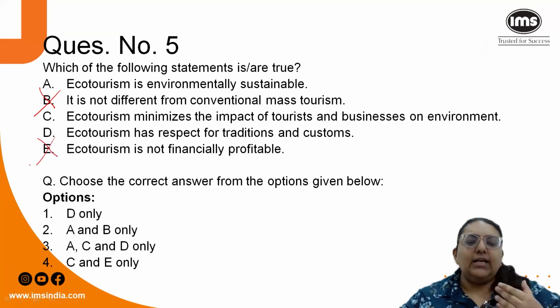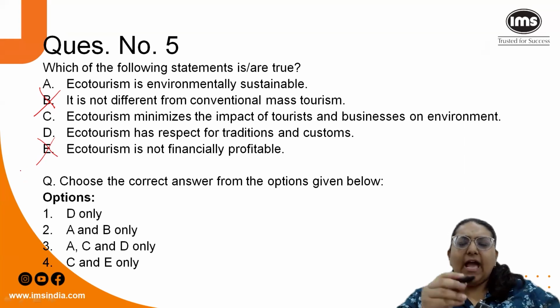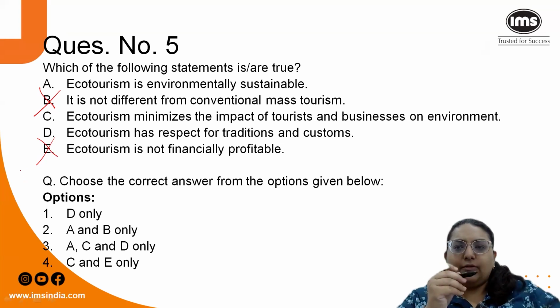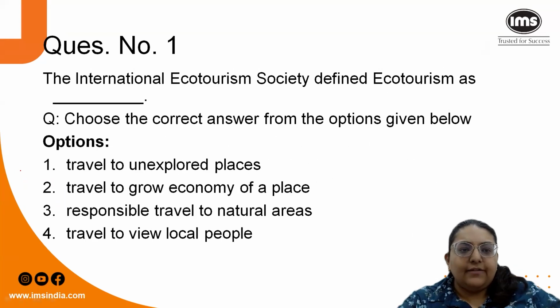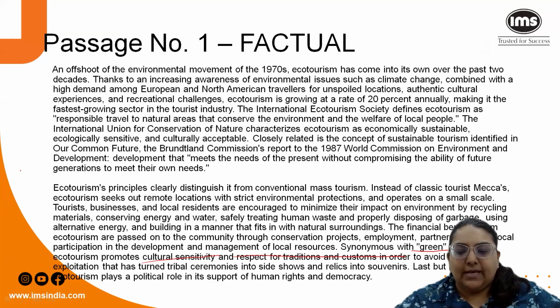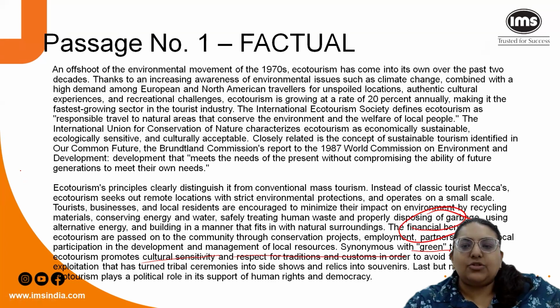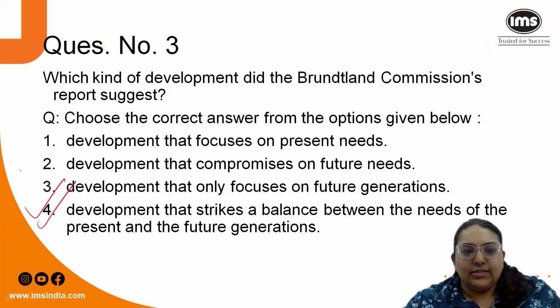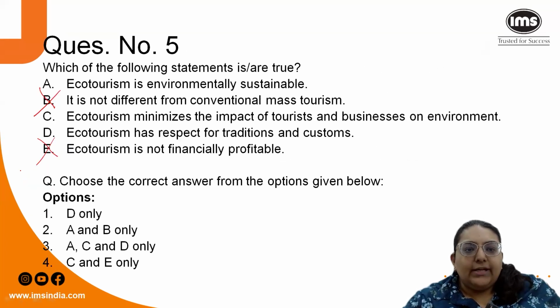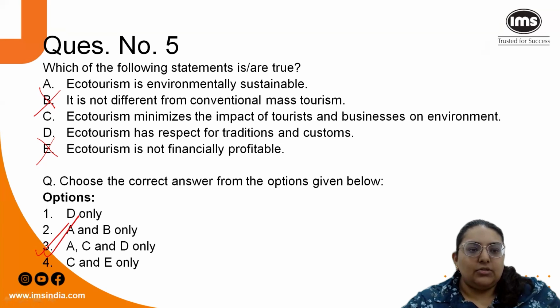See, we can't say, or actually it is written, I think, at one place in the passage that it is also financially profitable. We have read one of the advantages of ecotourism. Yes, the financial benefits are there. So it is financially profitable. So we can't say that ecotourism is not beneficial financially. So B is out and E is out. So the correct answer is A, C and D, which is our third option. So the third option is the correct choice.